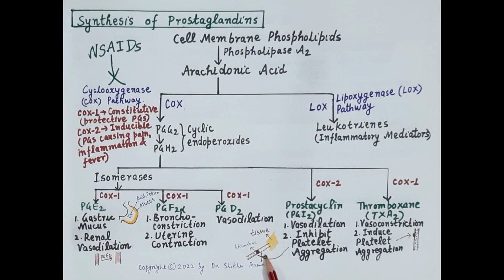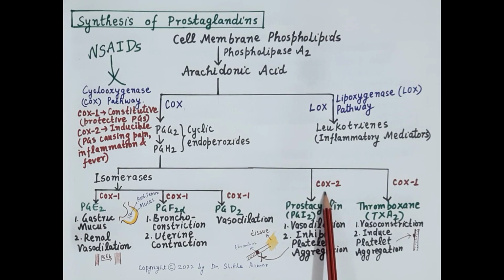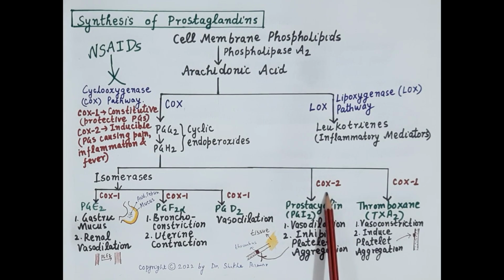Third type of NSAIDs are the selective COX-2 inhibitors. For example, celecoxib. Now, drugs like celecoxib selectively block COX-2. So, these drugs are highly stomach friendly as they do not inhibit COX-1. And these drugs do not cause bleeding. And these drugs are also efficacious and they are useful when the drug is to be used over a long period of time. For example, patients of rheumatoid arthritis, patients of osteoarthritis.